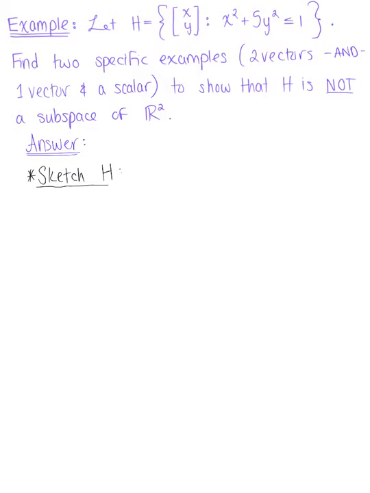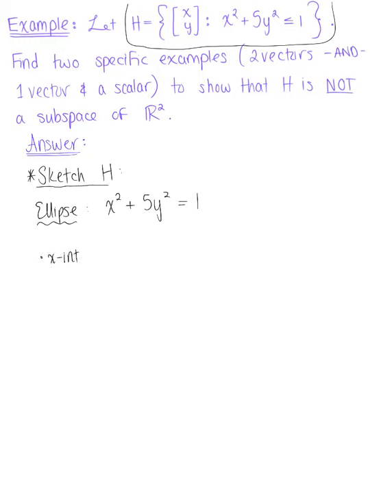So again, we have that H is the set of all vectors that are restricted to this ellipse or within this ellipse. So I'm going to think about the ellipse here, x squared plus 5y squared is equal to 1. I'm setting it equal to 1 for our graph, but we'll keep in mind it does have to be less than or equal to 1, so we'll shade the region inside. But I'm thinking of the equality here because I want to sketch the graph. So I'm going to think about what the x-intercepts are and then what the y-intercepts are.